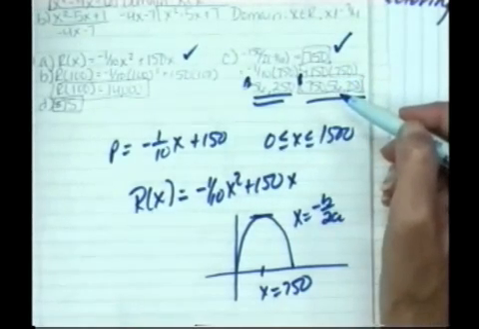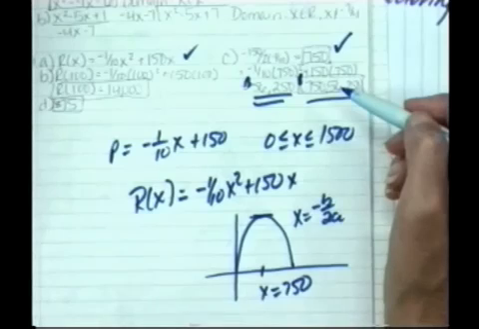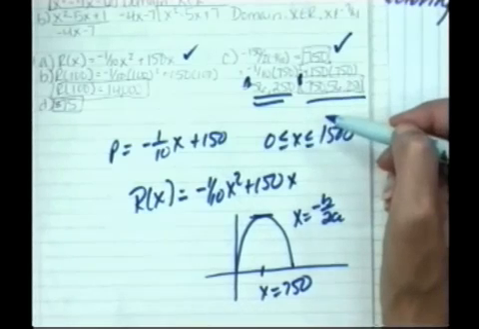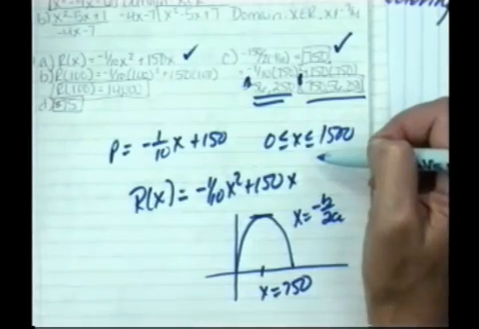Yes? Why do you have to do the math to find the 750? Because the question says, what is the maximum revenue? I don't know. It just seems kind of obvious to me because 750 is symmetrically in between 1,500 and 0.